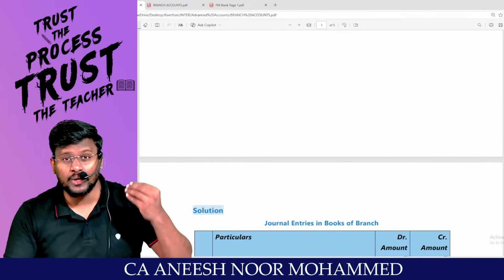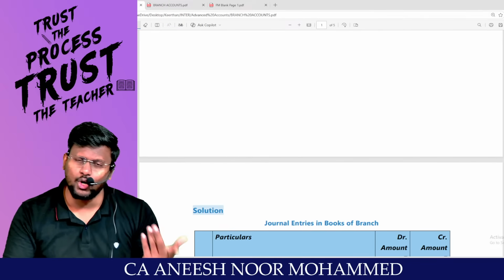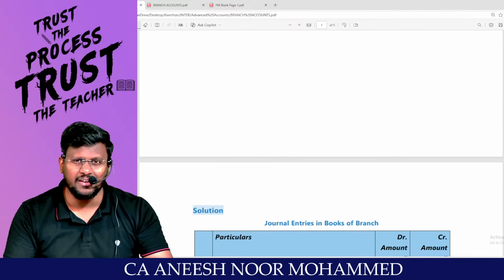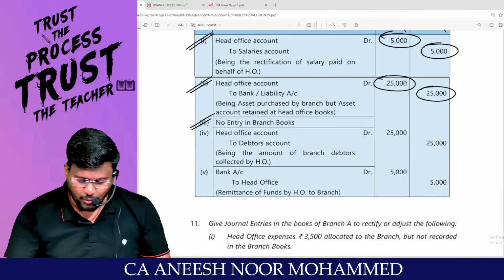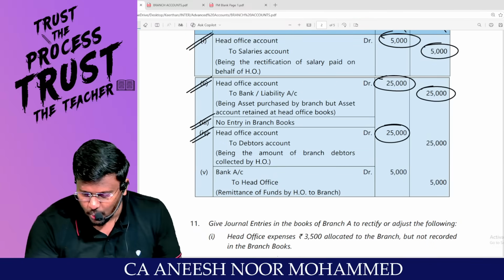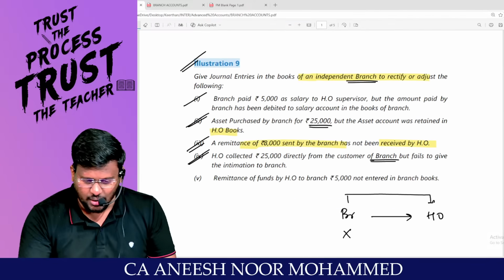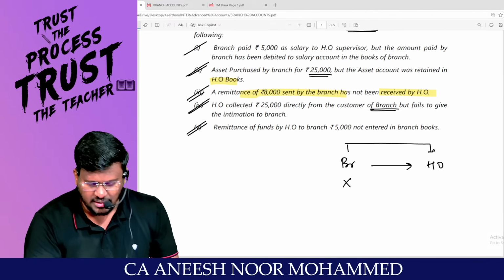So you have to debit the head office, and the debtor will not pay anymore. He has already paid, but not to the branch, he paid to the head office. So we have to credit the debtor. Head office account debit 25,000 to debtor's account 25,000, my dear lovable students.